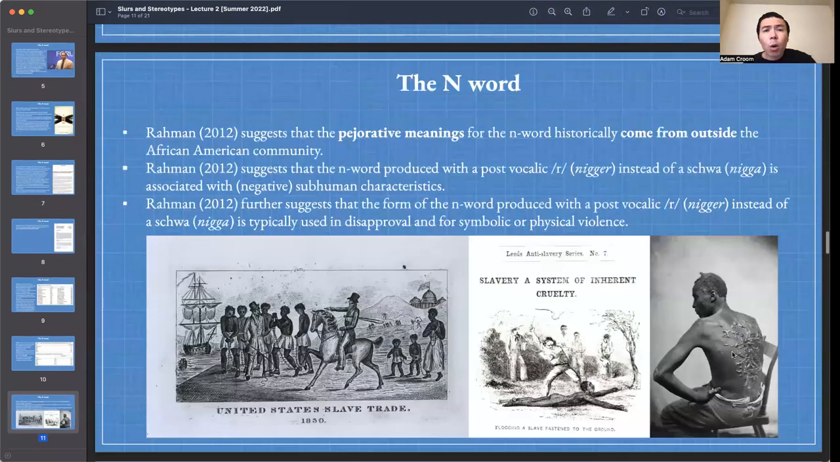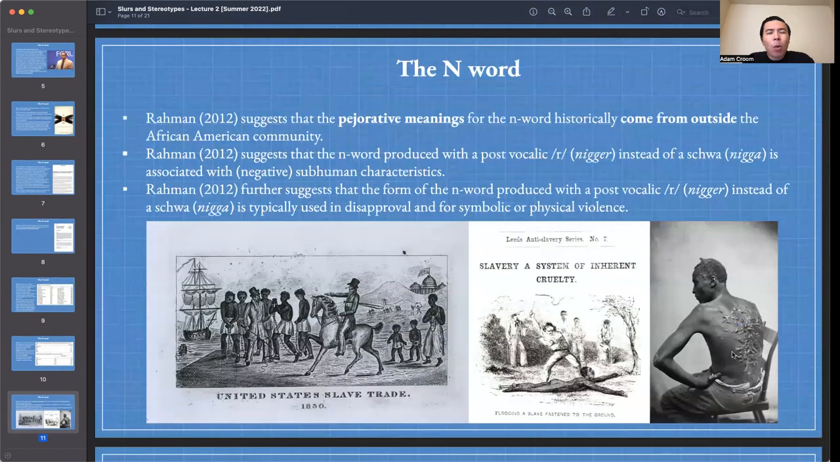So again, now what we're doing is we're just sort of adding some data that supports the firsthand reports from Kennedy, Asim, and other African-American scholars, okay? So we already have books by scholars that have reported non-derogatory usages of the N-word, okay?